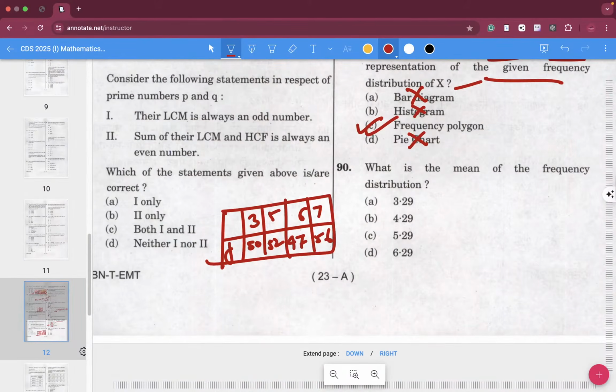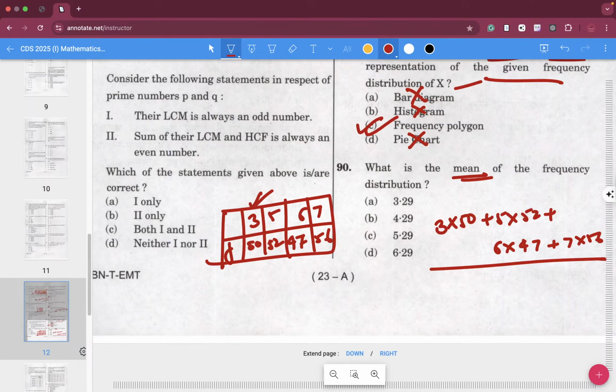So now we are supposed to find out the mean. To find the mean, what do we do? 3 into 50 plus 5 into 52 plus 6 into 47 plus 7 into 56, divided by the total number of observations that we have over here, right?